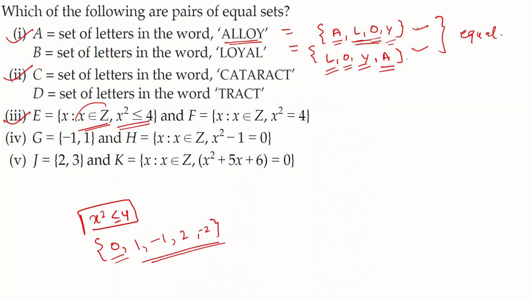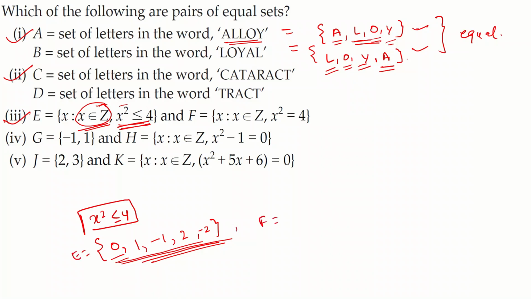So x belongs to integers, so we can take all of these because all of these are integers, and all of these numbers satisfy this inequality as well. So they have to satisfy both of these things. So that is why all of these 5 numbers are admissible. So this is how the set E looks like.